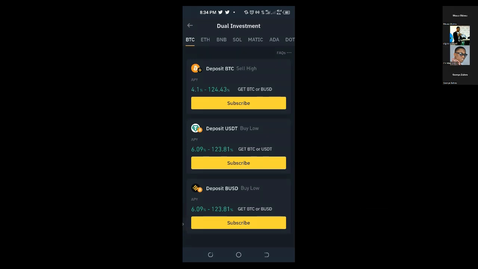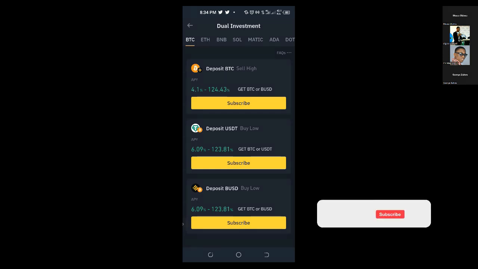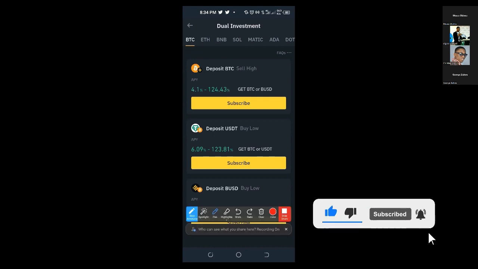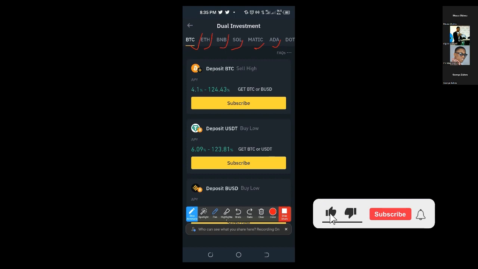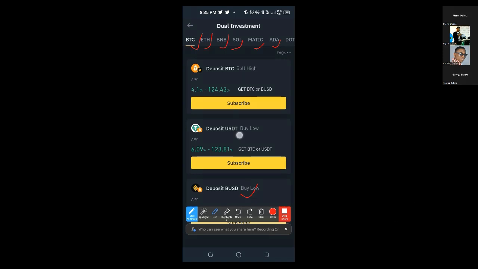So you are buying low or selling high. If you are buying low, it means that you need to have USDT or BUSD. If you are selling high, it means that you need to have any of these coins: either you want to sell BTC, Ethereum, BNB, Solana, Matic, ADA, and the rest. So selling high means that you need to have invested in any of these tokens supported on the Binance dual investment platform. Then buying low means that you need to have either BUSD or USDT. So that is a brief explanation of buying low and selling high.